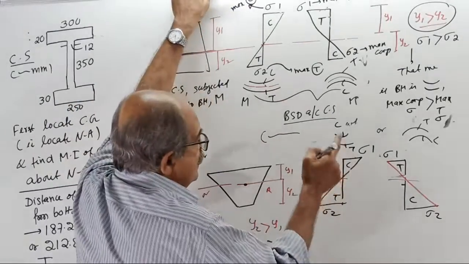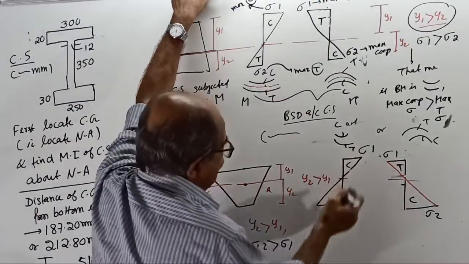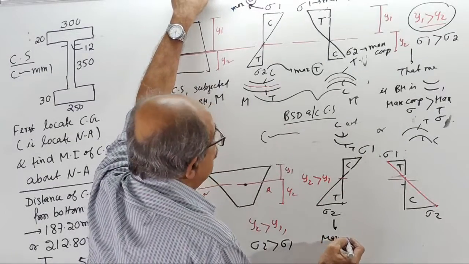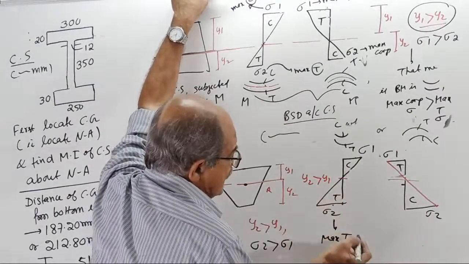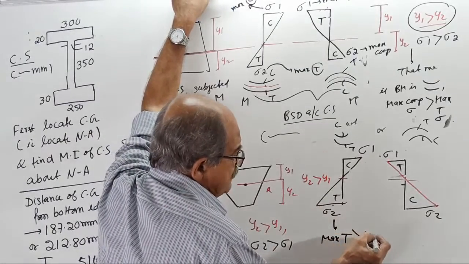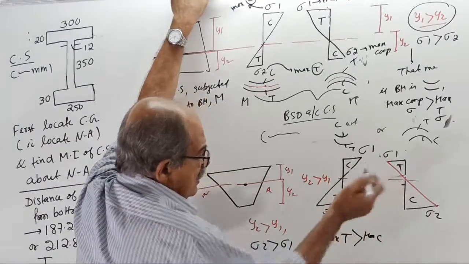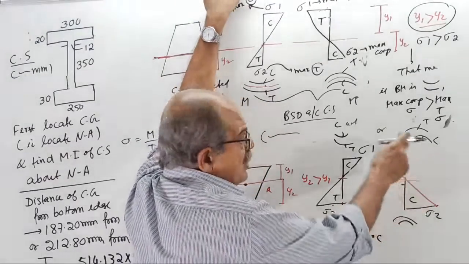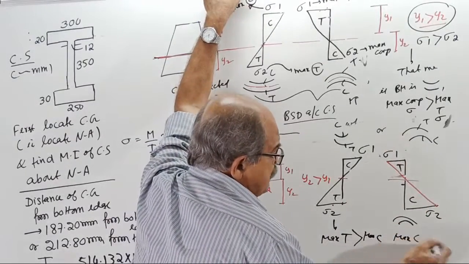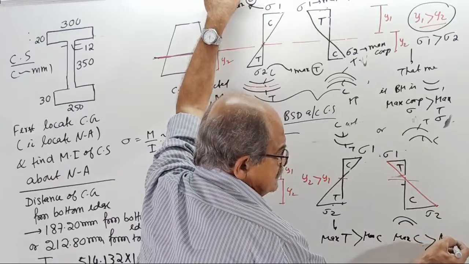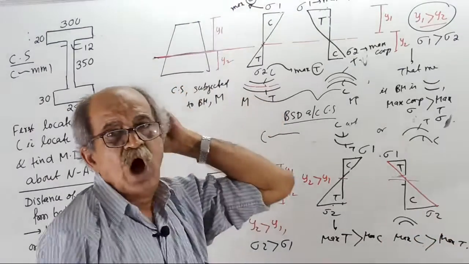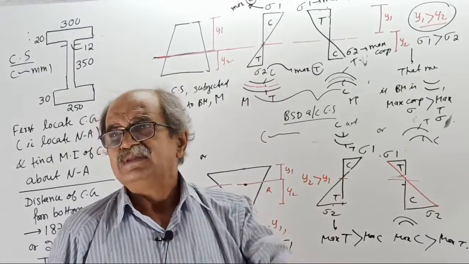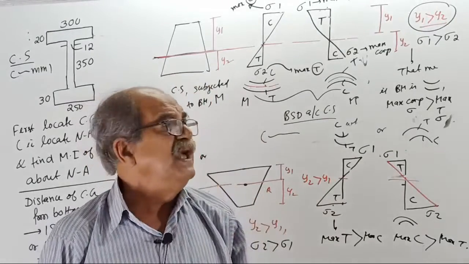Now, if the BM is sagging, then what? The maximum tensile stress will be more than the maximum compressive stress. Or if the BM is hogging, then sigma 2 is more than sigma 1, and maximum compression is more than maximum tension. So do not memorize that sigma 1 more than sigma 2 means tension or compression. That depends upon the bending moment nature.